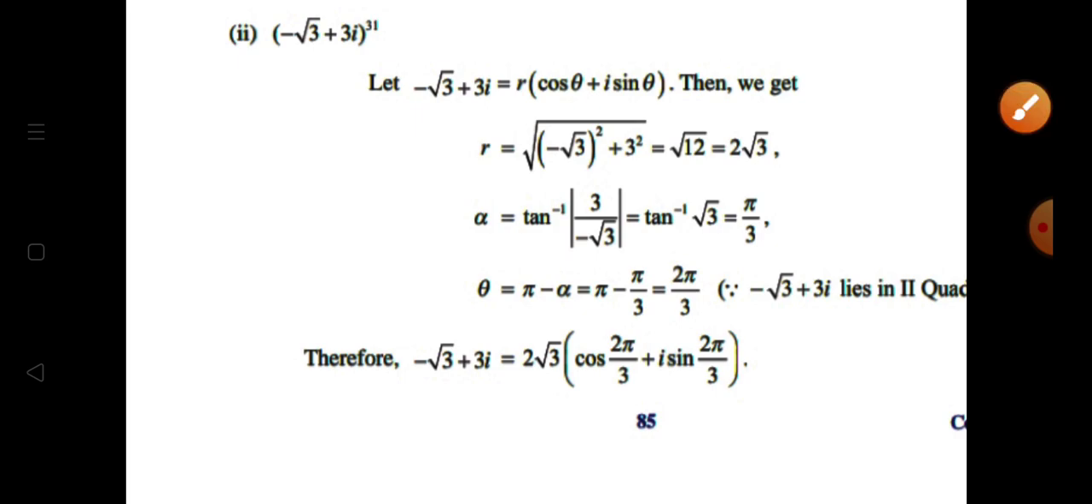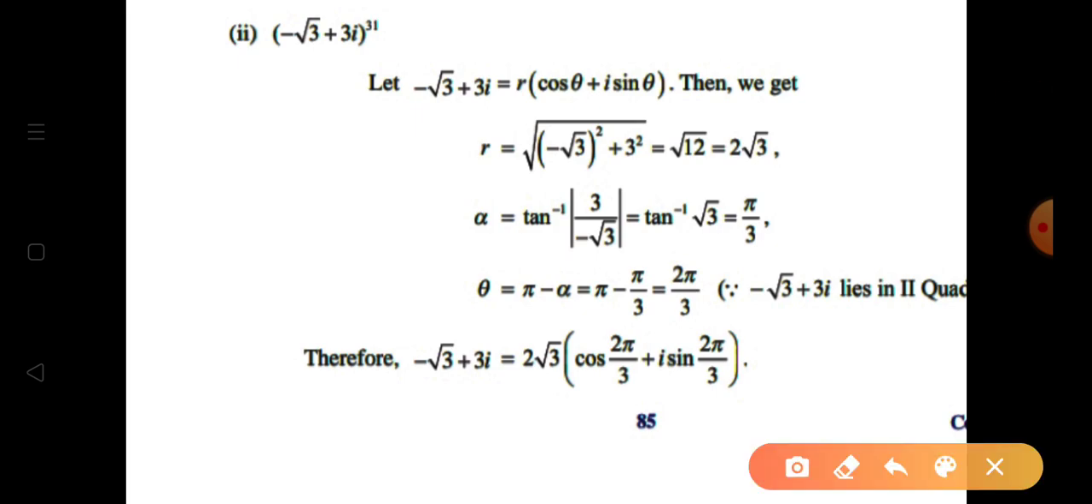Minus root 3 plus 3i whole power 31. Let me take minus root 3 plus 3i. This is equal to r into cos theta plus i sin theta. Now r is equal to square root of x square plus y square. Here x is equal to minus root 3 whole square plus y is equal to 3 square.